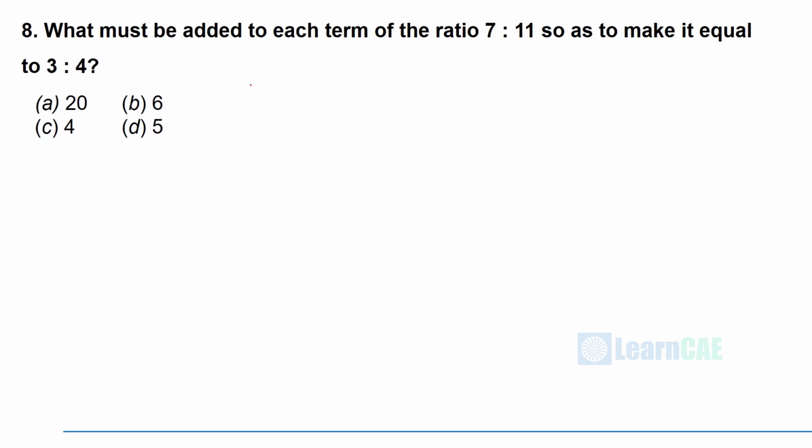B. Next question. What must be added to each term of the ratio 7:11 so as to make it equal to 3:4? So the original ratio is 7/11. So you have to add a certain term to both numerator and denominator, and then it will be equal to 3:4. So let that value be x. So (7 plus x) divided by (11 plus x) is equal to 3:4. So we shall cross multiply. 28 plus 4x is equal to 33 plus 3x. So x will be equal to 33 minus 28, which is equal to 5. x is equal to 5.